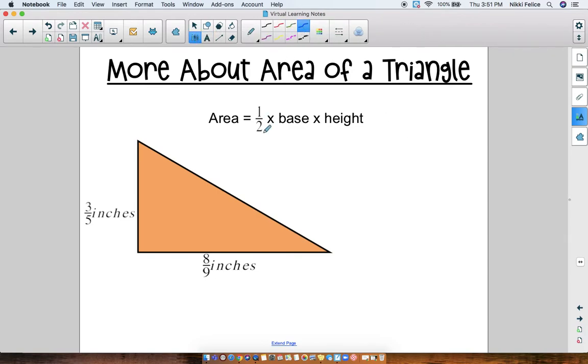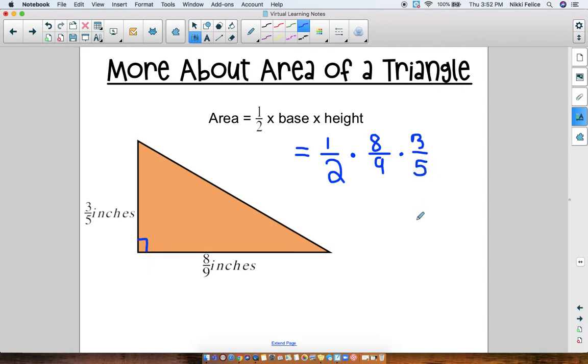So to review, the area of a triangle is 1/2 times the base times the height. So in this problem, we're going to be doing 1/2 times the base. What is the base of this triangle? It's right here. It's 8/9 inches, 8/9 of an inch. So I'm going to put 8/9 here. And then the height of the triangle is right here. It is perpendicular to the base. See, we see that nice right corner there. And the height is 3/5 inches. So 1/2 times 8/9 times 3/5.